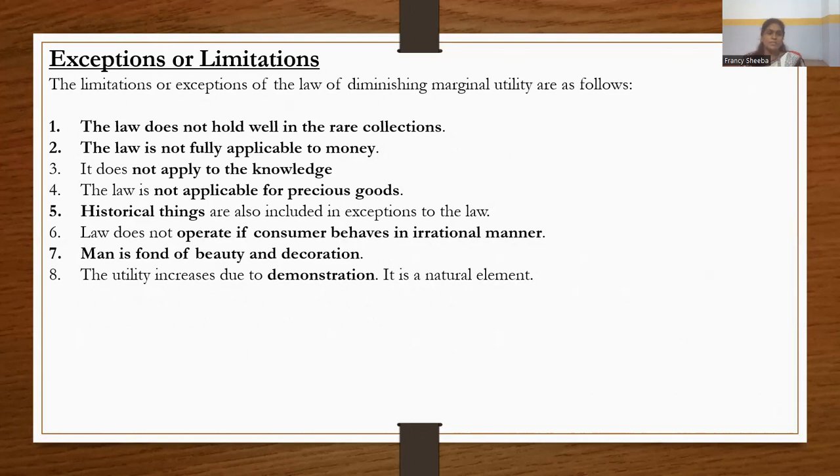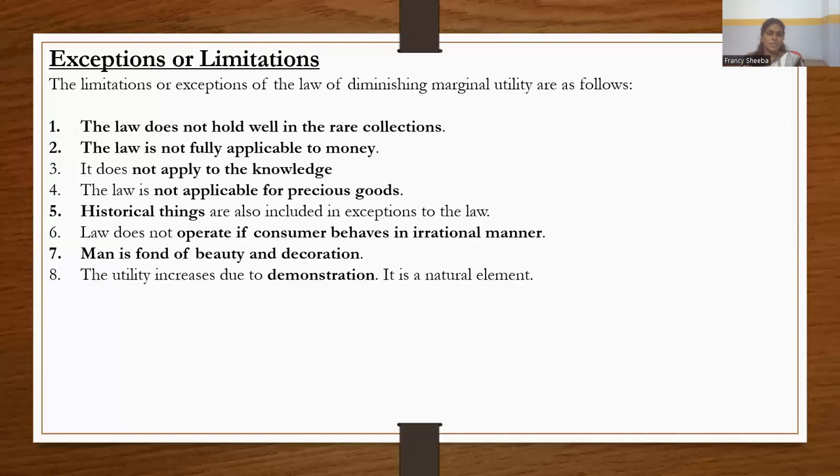3. It does not apply to knowledge, art, and innovations. 4. The law is not applicable for precious goods. 5. Historical things are also included in exceptions to the law. 6. The law does not operate if the consumer does not behave in a rational manner. For example, a drunkard is said to enjoy each successive peg more than the previous one.